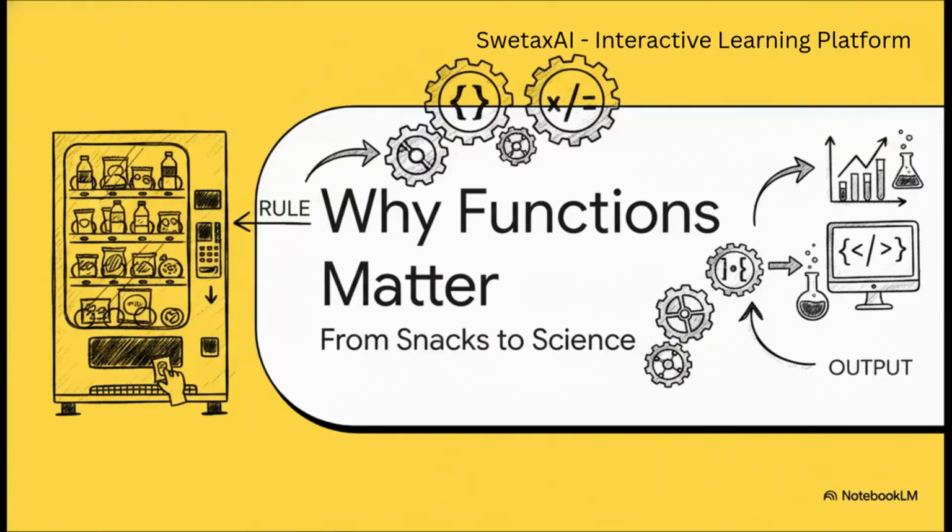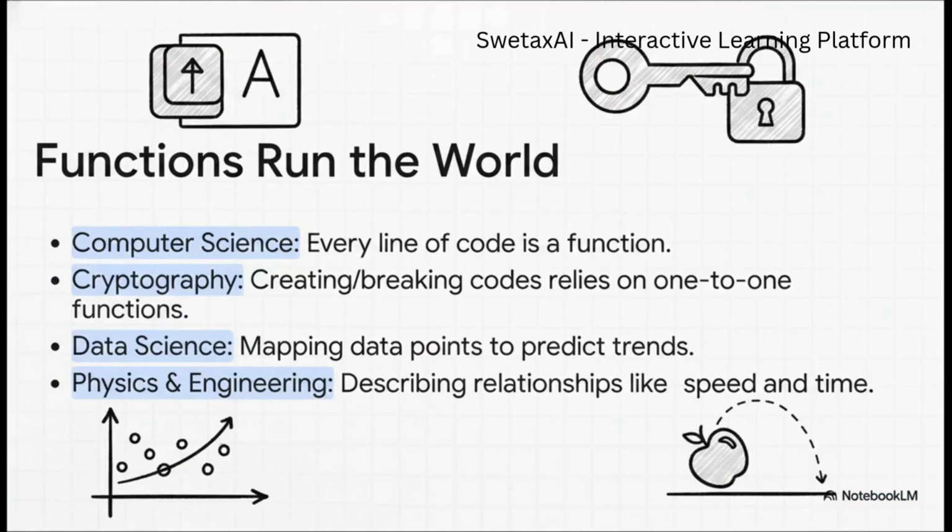So we've had some fun with our vending machine, but why does any of this stuff actually matter? Well, because this simple logic of input, rule, output is, and I'm not exaggerating, the language of the modern world. Just think about it for a second. Every single line of computer code you've ever interacted with, it's basically a function. The secure encryption that protects your bank account online has to rely on special one-to-one functions, because every unique piece of data has to encrypt to a unique code. Otherwise, how could you ever reverse it reliably? From data scientists predicting what you'll buy next, to physicists mapping the path of a planet, it is all built on this fundamental idea of a predictable relationship.